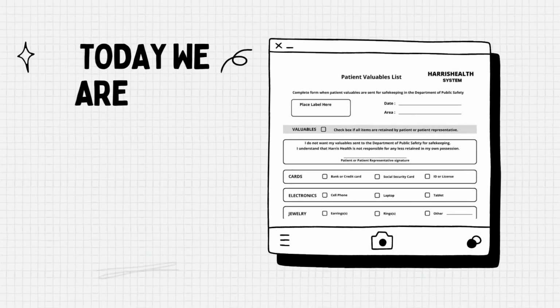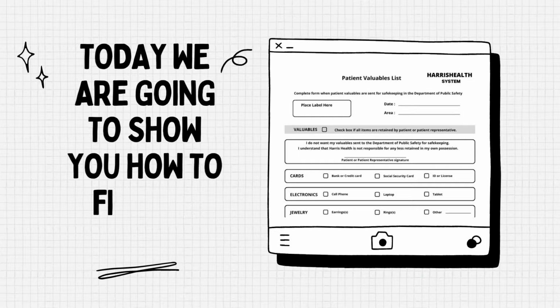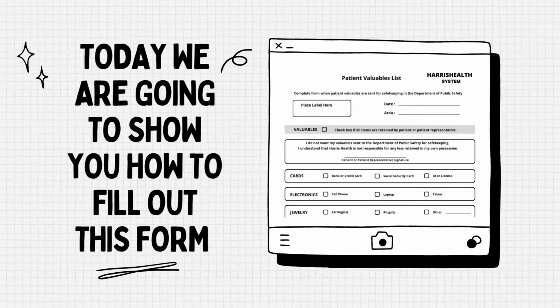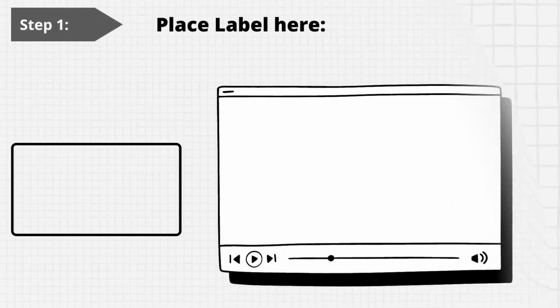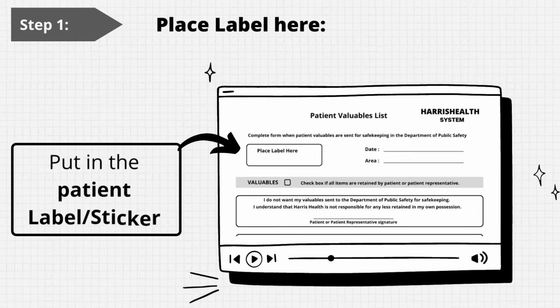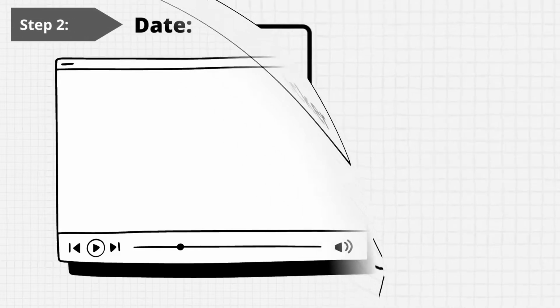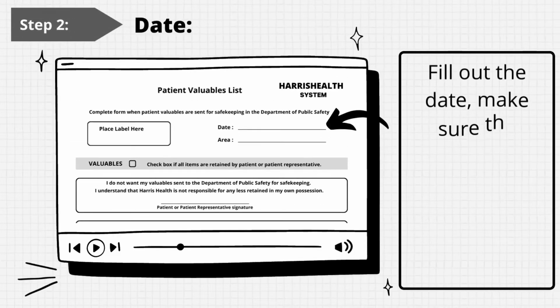Today, we are going to show you how to fill out this form. Step 1. Place label here. Put in the patient label or sticker. Step 2. Date. Fill out the date.